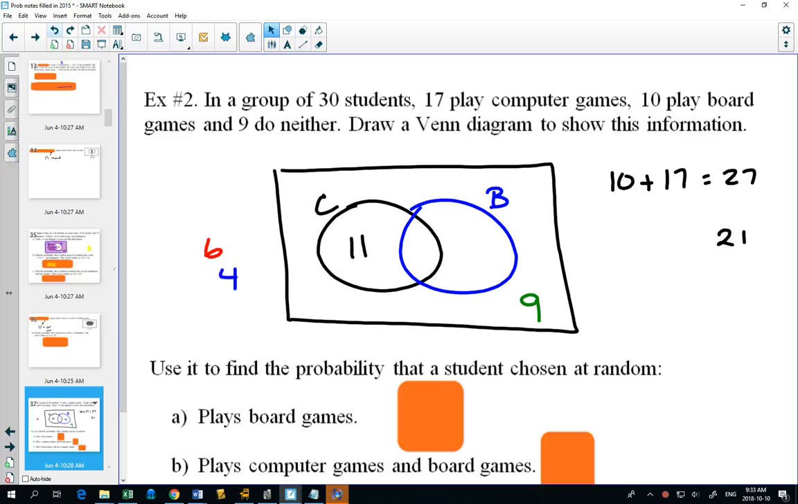Well, if I'm finding the 11 first, I know that this entire blue section is 10. If this is 10 and this is 9, that's 19. The only section I haven't counted is that 11. And it has to add up to 30. Okay? So it's the ability to think of this as a whole, even though you can't write 10 into that.